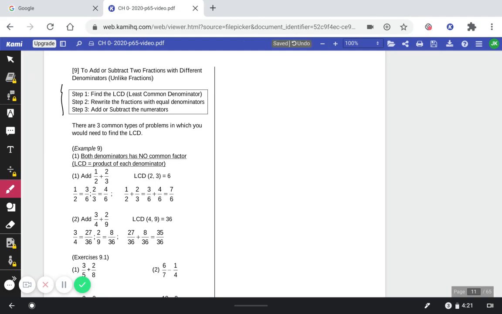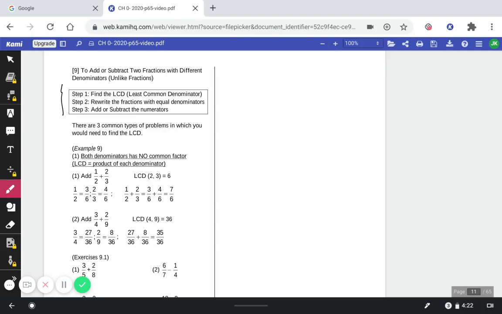Step one, you have to find the LCD, the common denominator from the two fractions that you either add or subtract, and rewrite the fractions with equal denominators. That's the equivalent fraction. So find the equivalent fraction or equal value fraction. And step 3 is add or subtract the numerators. So after you do step 2, you will have the same denominator. So now you are only dealing with the numerators. So you add or subtract.